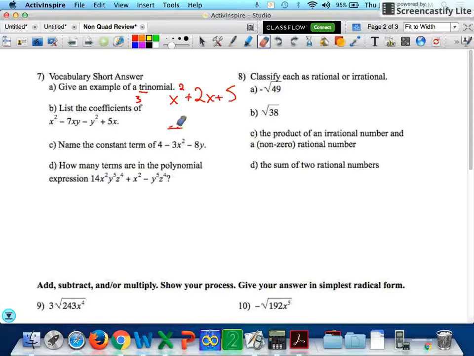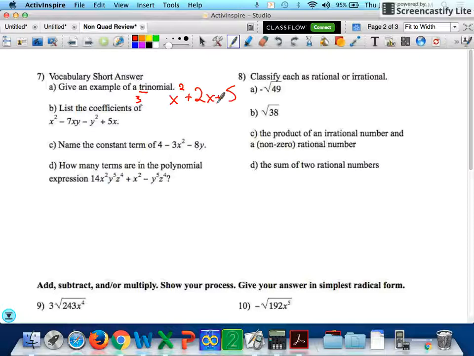So be very careful with the trinomial. Play it safe. Give me a squared term, a single x term, a constant. Give me 3 distinct things that I cannot combine. And they should all be separated by addition or subtraction signs. Answers will vary.